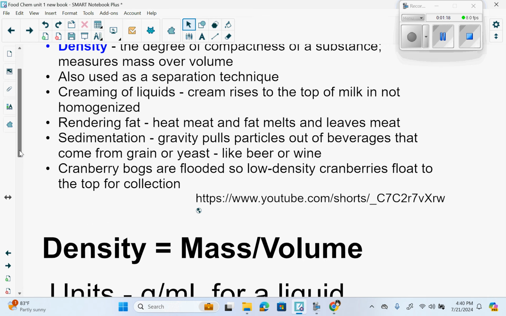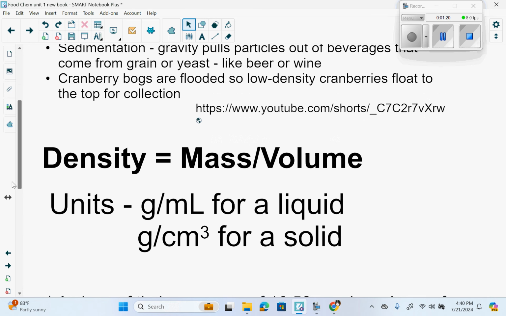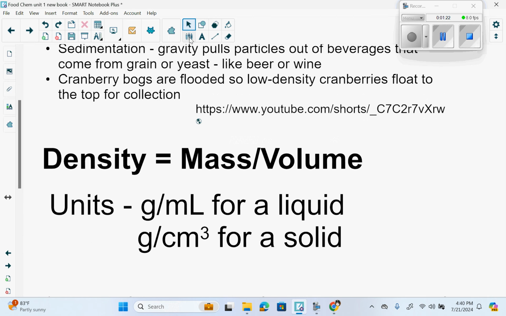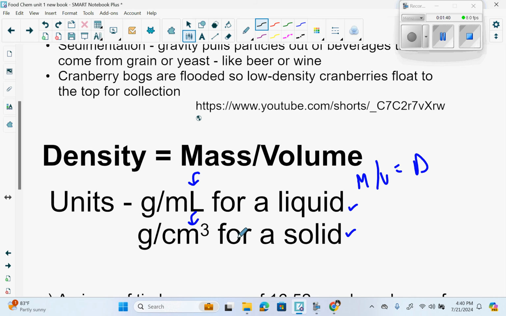All right, so let's look at the math of density. So as I said, density is mass over volume. If I can write this. So it's M over V is density. The units, if it's a liquid, it's gram per milliliter because you use a graduated cylinder. If it's a solid, it would be centimeters cubed because you measured it with a ruler.